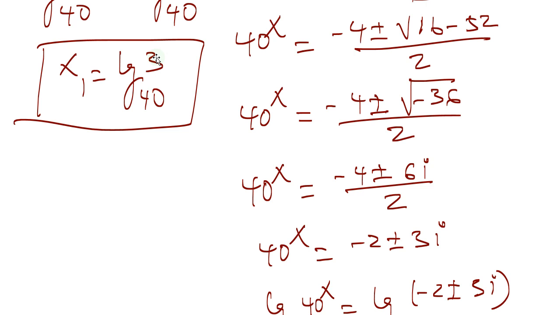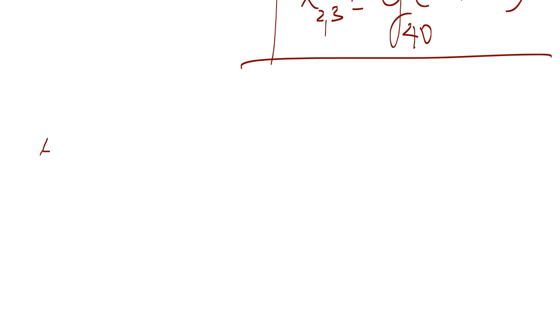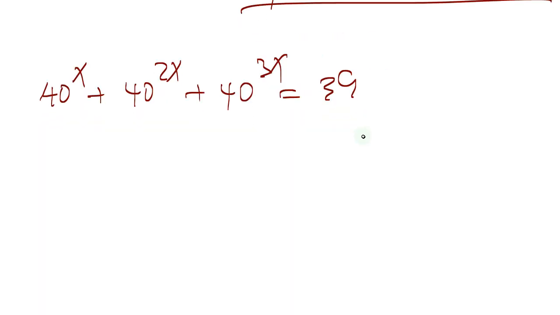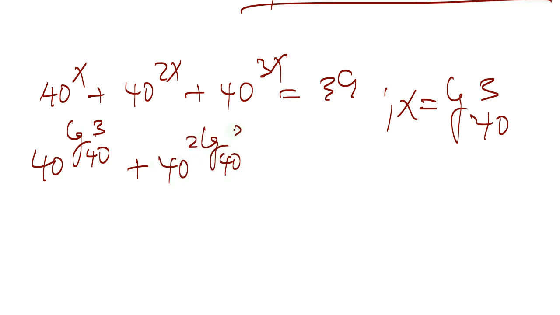So x1 is log of 3 base 40. So we have 40 to the x plus 40 to the 2x plus 40 to the 3x equals 39, and we say that our x is equal to log base 40 of 3. So let's replace here. We're going to have 40 to the log base 40 of 3, plus 40 to the 2 log of this one here, and then this is equal to 39.